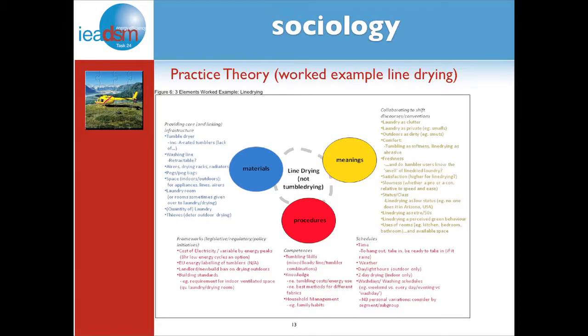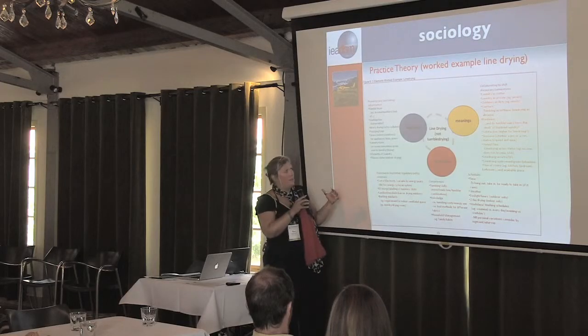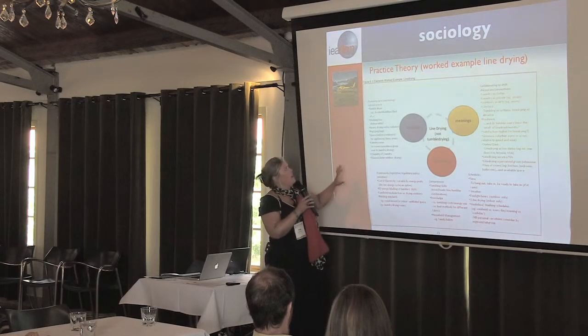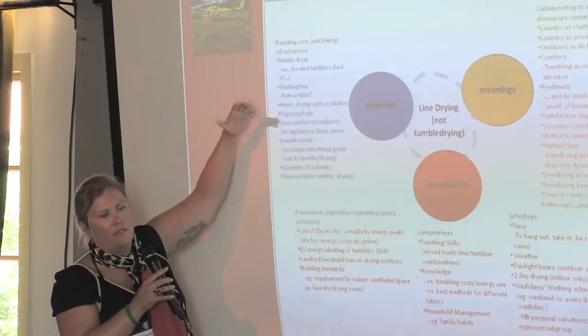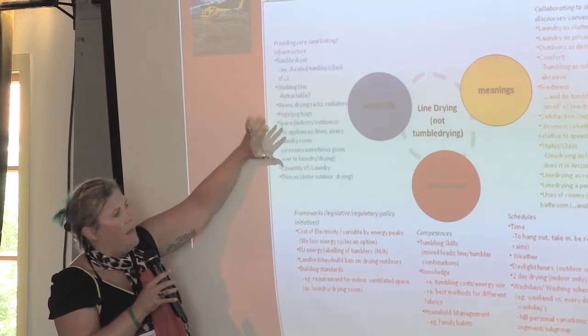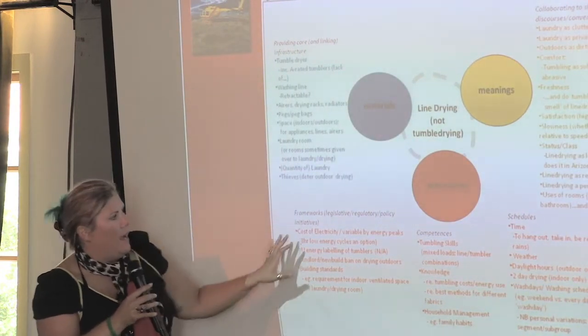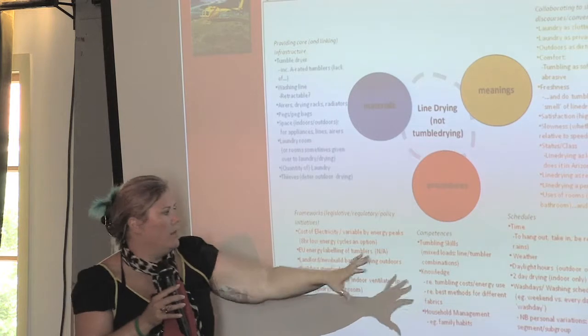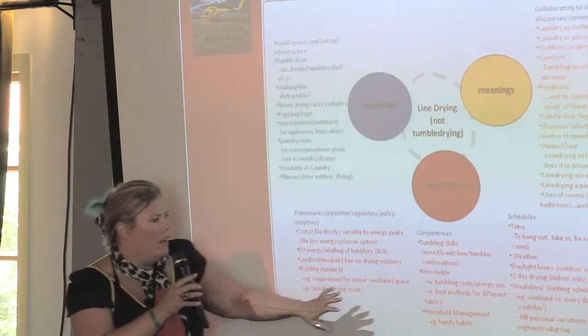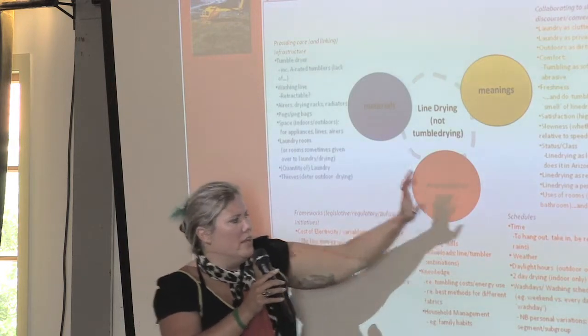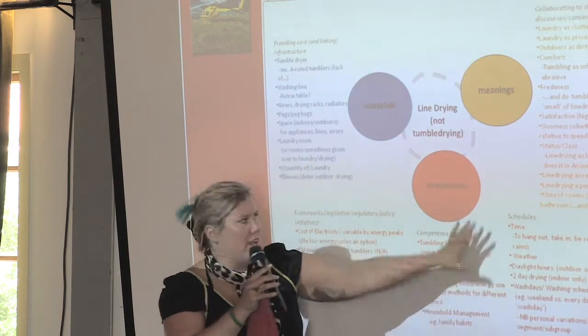Now, you can't read that, but with the UK government, they've actually, as I said, used this to get people, policymakers, to start thinking about things in a different way from this practice approach. And here's the example of line drying. So in terms of materials, you need a tumble dryer, you need a washing line, is it retractable, you need airers, you need pegs, etc., you need space. Around procedures, you have to have tumbling skills, the cost of electricity, energy labelling of tumblers in the EU, building requirements, knowledge, time, weather, daylight hours, everything in there.